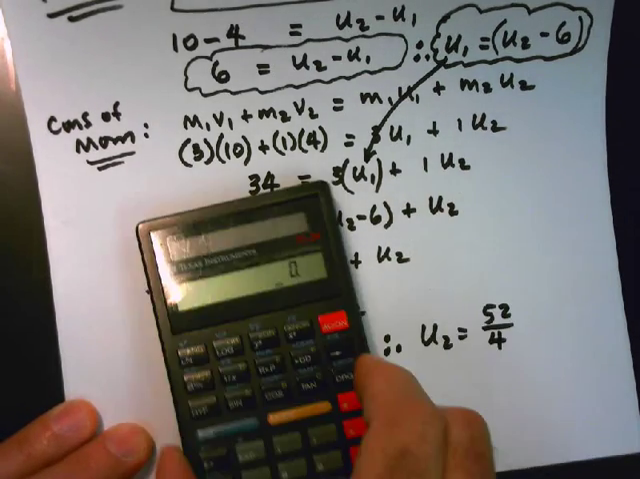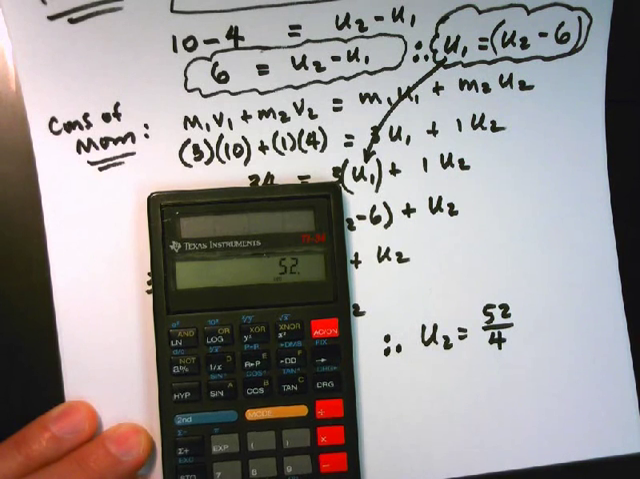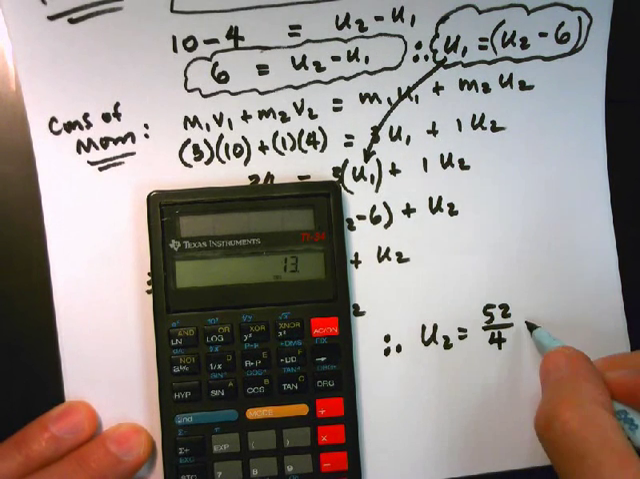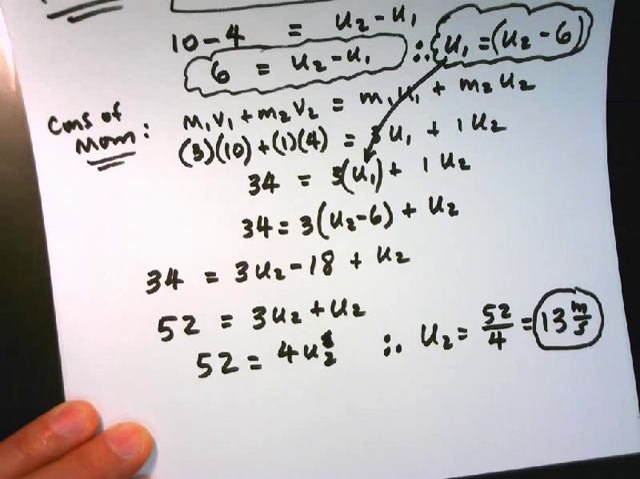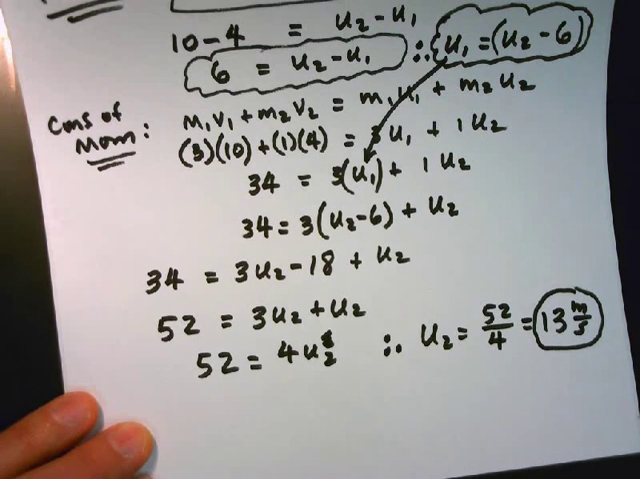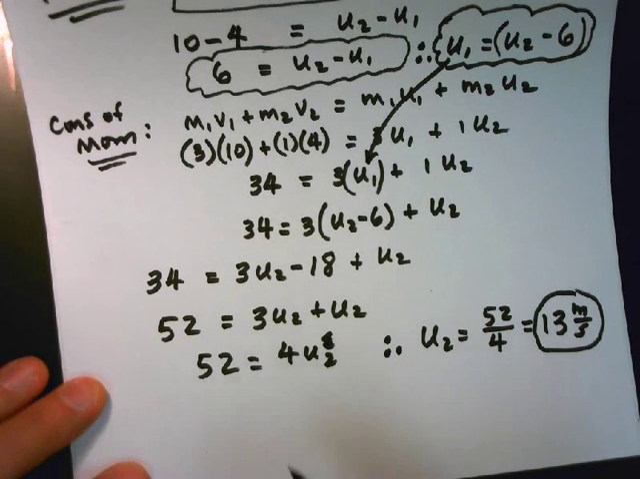I'll get the handy calculator out. 52 divided by 4 gives us 13, so 13 meters per second. That little ball is going to pick up some speed, isn't it? It's going to be going 13 meters per second instead of the original 4.